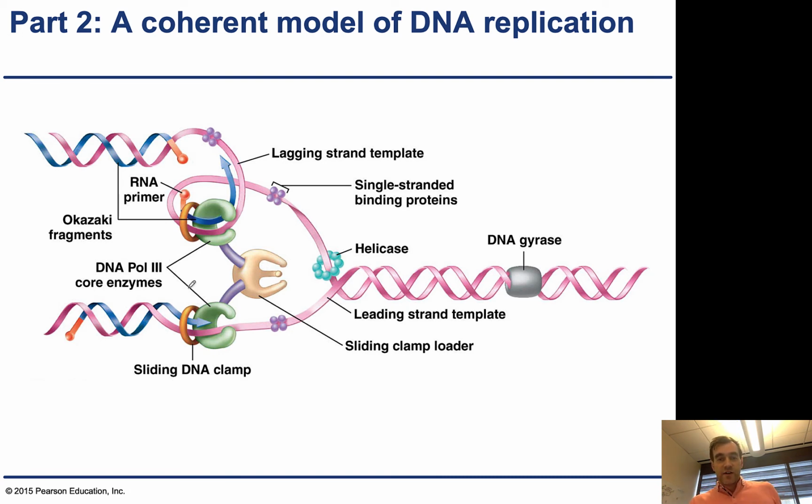So all this together kind of leads to a coherent model of DNA replication. So you have helicases that help unwind this DNA together. You have single-stranded binding proteins that stabilize and prevent the single strands from coming back together. These strands get fed into the two DNA polymerases that do replication.